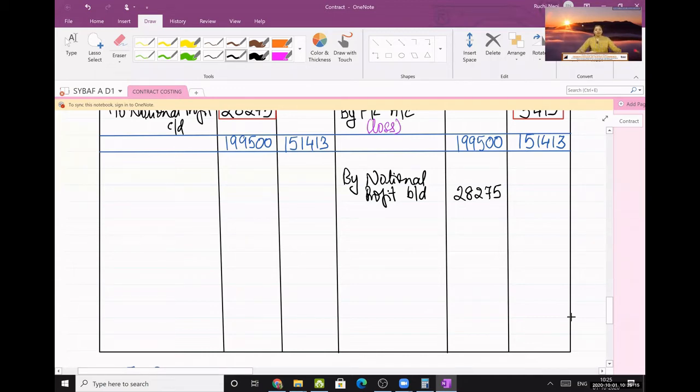What are the steps we have done? We have to first see what is the percentage of work certified. Once we get the percentage, we fall in which range? First range, second range, third range, fourth range. Actually, there are many ranges, but as per your syllabus, we are going to study only the four ranges.